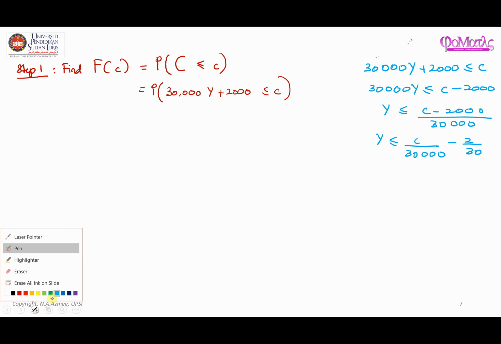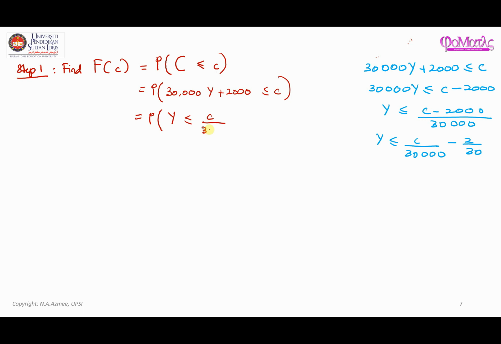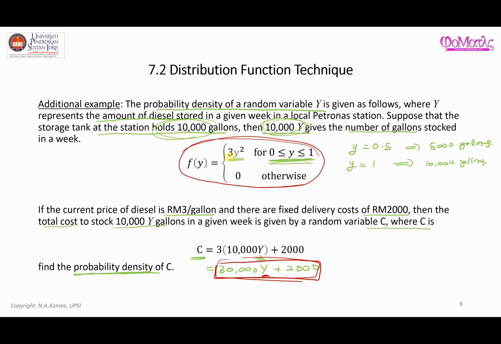Okay, so we're going to write that here. This is the probability of Y less than or equal to C over 30,000 minus 2 over 30. And we already know how to find this probability based on what you have seen in chapter 3. So here is the process of integrating the function of y, because here is our random variable y, and our random variable y has the PDF as such.